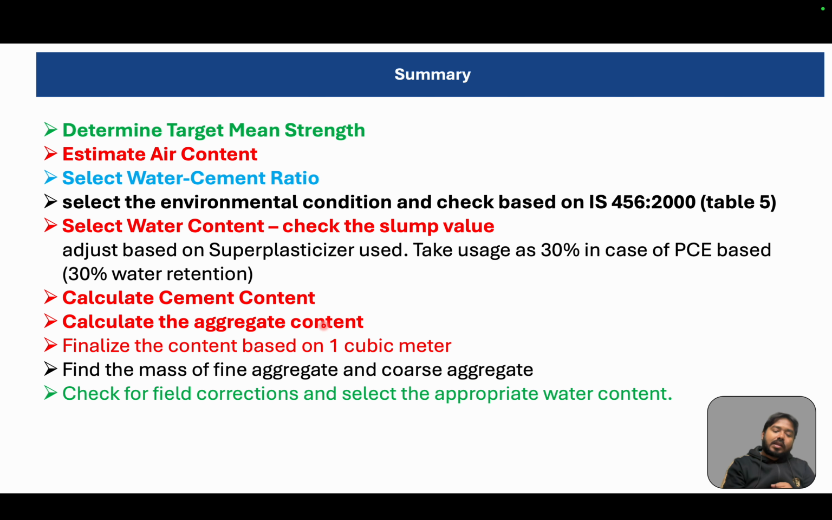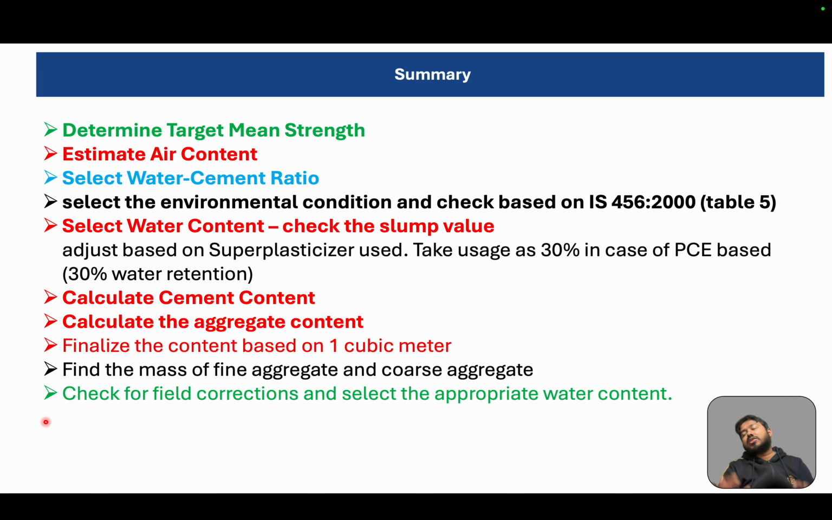So after you calculate G, you have to calculate the mass of both the fine aggregate and coarse aggregate. That is a simple formula: mass of any fine aggregate or coarse aggregate is G into the volume of coarse aggregate, which you already identified in step 5, into specific gravity into 1000. So you will get the mass of fine aggregate as well as coarse aggregate.